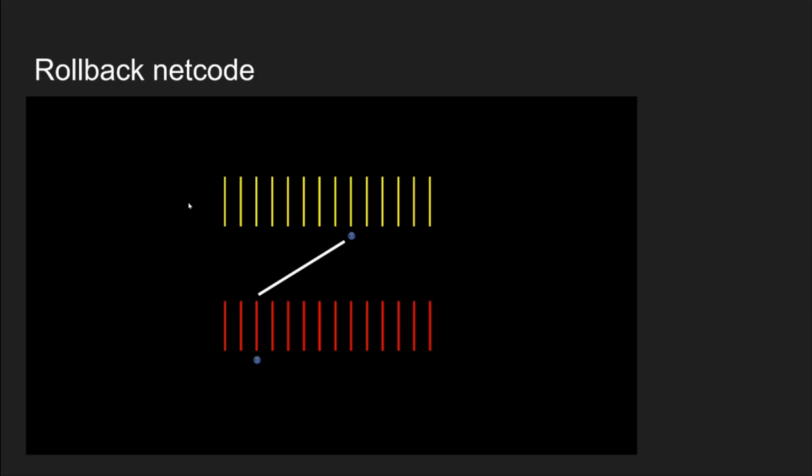So let's look at how it works with rollback netcode. At 100 millisecond ping, if you press a button, it's received 6 frames later, and then you roll back 6 frames, and then you simulate 1, 2, 3, 4, 5, 6 frames.